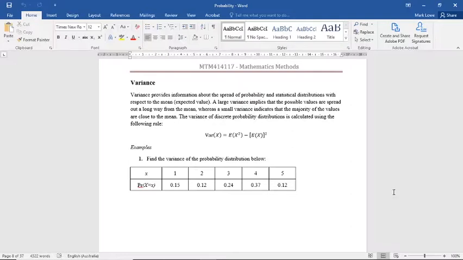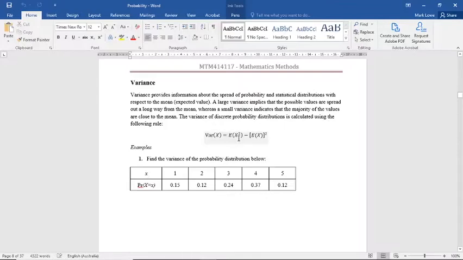So if you've gathered a survey and you've got a whole lot of data and information, variance will tell you how spread out that data is relative to the mean value. Okay. A large variance implies that the possible values are spread out a long way from the mean, whereas a small variance indicates that the majority of the values are close to the mean. The variance of discrete probability distributions is calculated using this formula here.